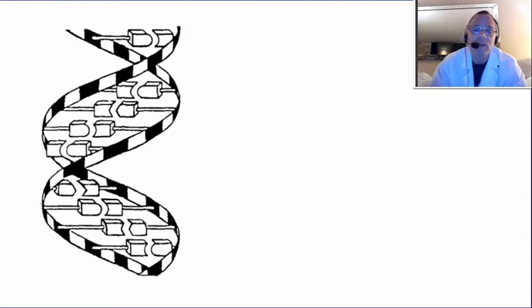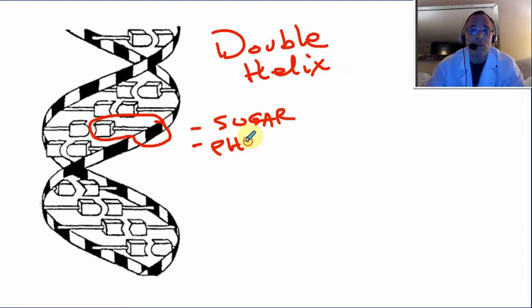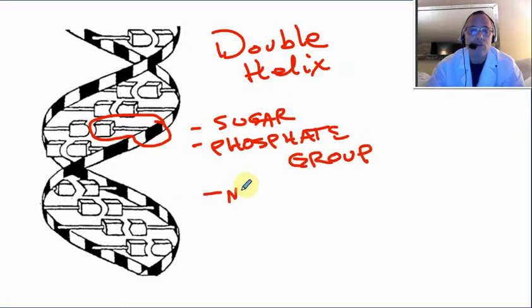To begin, let's remind ourselves that DNA is this structure. Its shape is a double helix. And this double helix is built by individual subunits, which I am circling right now, at 3 components, which is a sugar. In the case of DNA, it's deoxyribose. It's got a phosphate group, and it's got a nitrogenous base, of which there are 4 types.